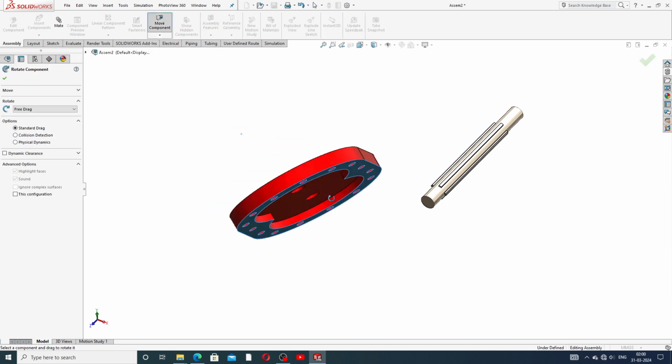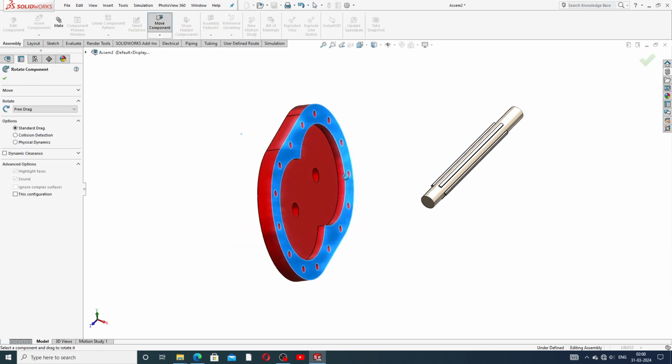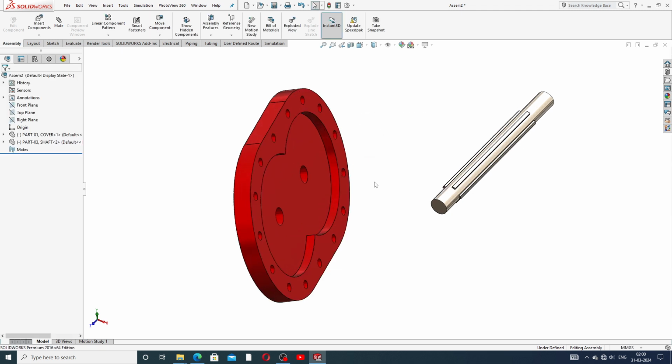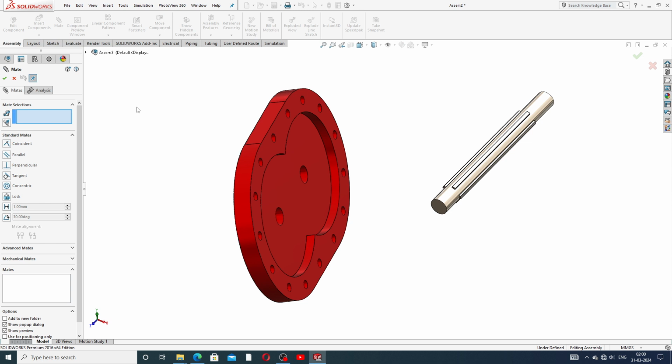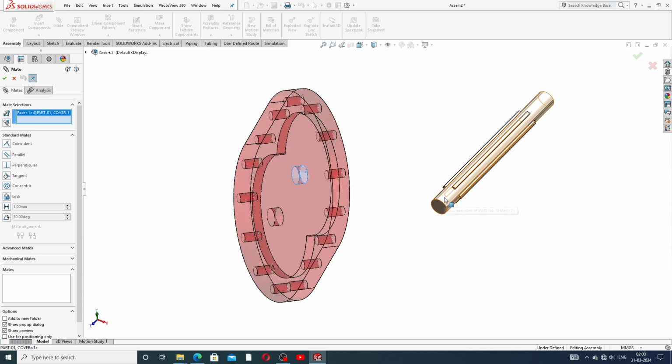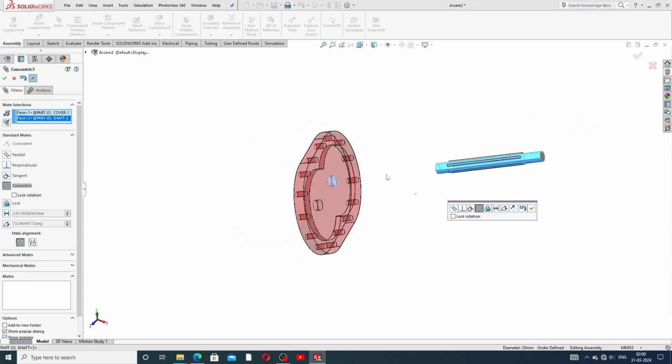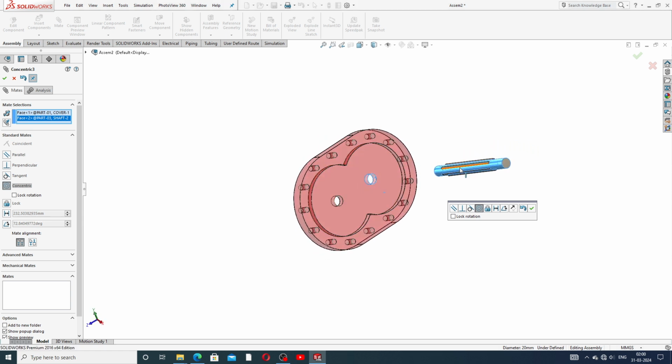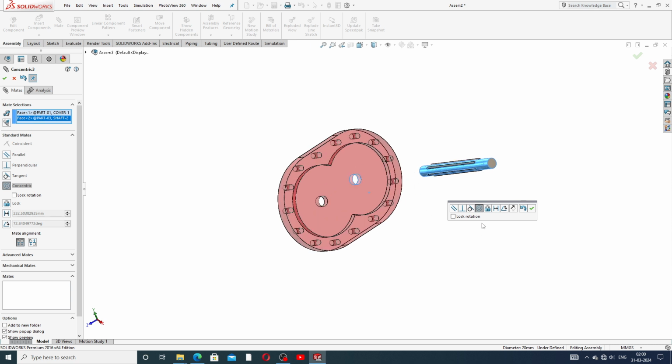At first select this and rotate here. Okay, and at first go to Mate, click here and select this and go to this face. Okay, this is concentric. Concentric means both centers are the same, and this relation is a perfect relation. To discuss here, both relations are linear. This is a tangent and this is a perpendicular.